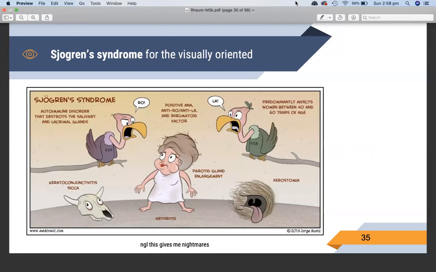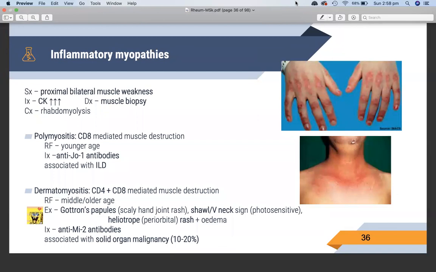If you like, this creeps me out, this picture, but if this is how you learn, this is there for you. Inflammatory myopathies. Okay, so in these you get a proximal bilateral muscle weakness. Your CK is really high because your muscle is pretty much breaking down. And the way we diagnose this is through a muscle biopsy. And if it's really bad, you can get rhabdomyolysis as well.